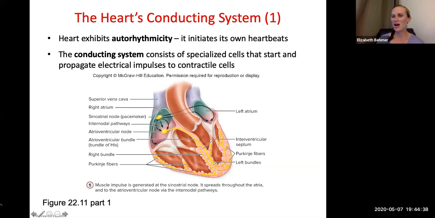So if we were to take your heart out, it would continue beating on its own for a while. And this conducting system, you will learn a lot more about this in physiology, but it starts in the sinoatrial node, which is the heart's pacemaker. It sends electrical activity to the AV node, and then that signal gets passed through the interventricular septum into what we call Purkinje fibers, which take the electrical signal to every cardiac muscle cell.